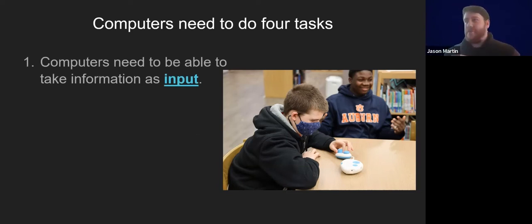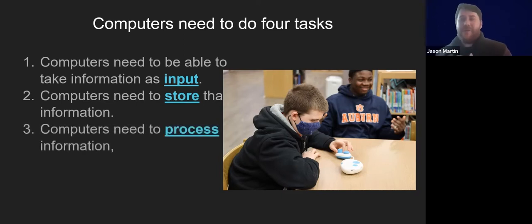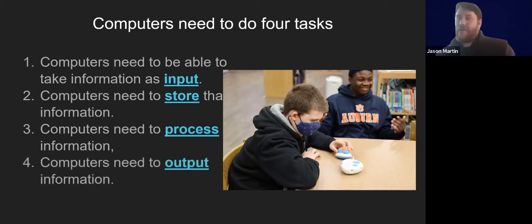Computers need to be able to take in information as input. This may sound familiar to you. Computers need to store that information. Computers need to process that information. And computers need to output that information.